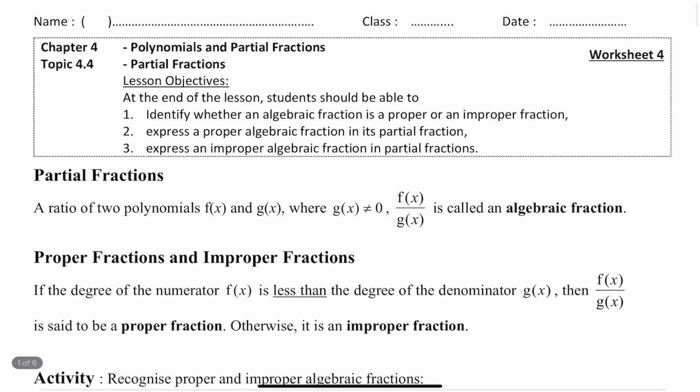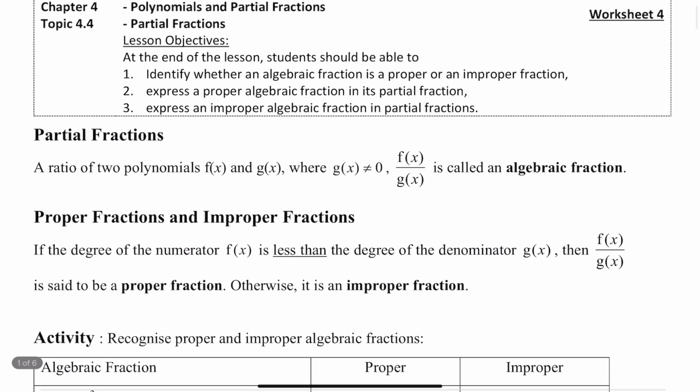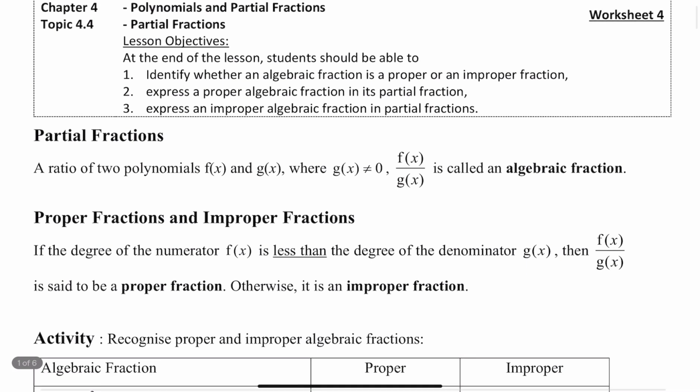So let's start by first understanding: whenever I have two different polynomials, let's say f(x) and g(x), where g(x) is not zero, and I divide them, let's say f(x) divided by g(x), this expression here is called an algebraic fraction. So we'll first learn by identifying what exactly is a proper or improper fraction.